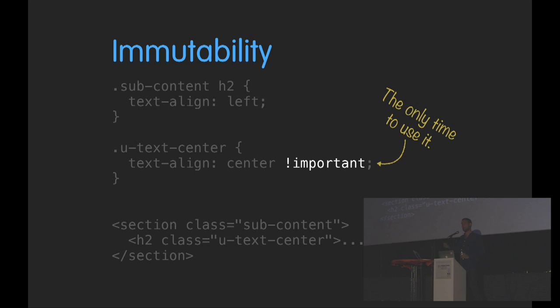So any utility classes, things like float-left, text-center, font-size-large, any of your helper classes or utility classes, put an !important on them, because it guarantees that we will never get this specificity mismatch and ensures that we are going to get immutable CSS.